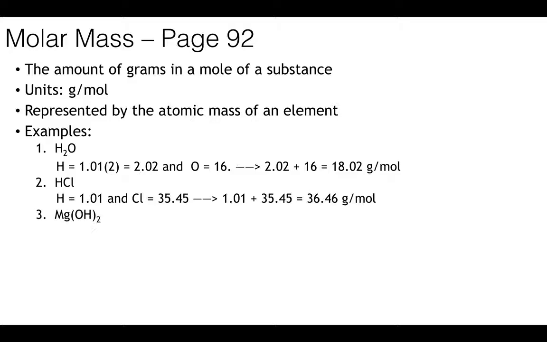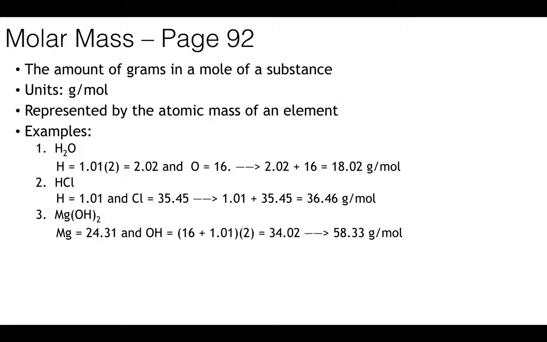So we have magnesium hydroxide. Magnesium has a molar mass of 24.31. And then we have OH in parentheses. So we're going to add OH together: 16 plus 1.01. And we're going to multiply that by 2 since we have 2 hydroxides to give us a total mass of 34.02. And then we're just going to add 34.02 to 24.31, and it's going to give us 58.33 grams per mole for magnesium hydroxide.